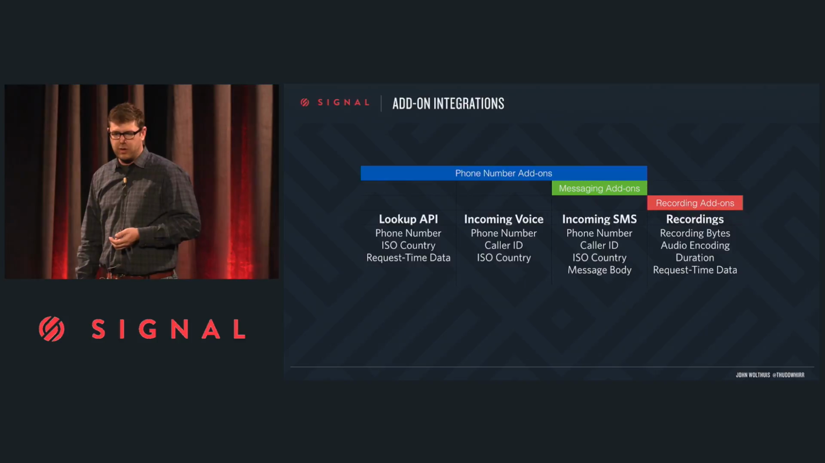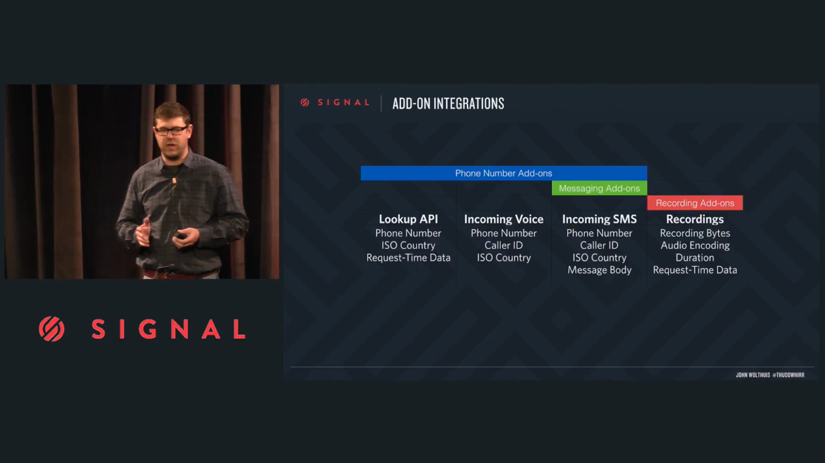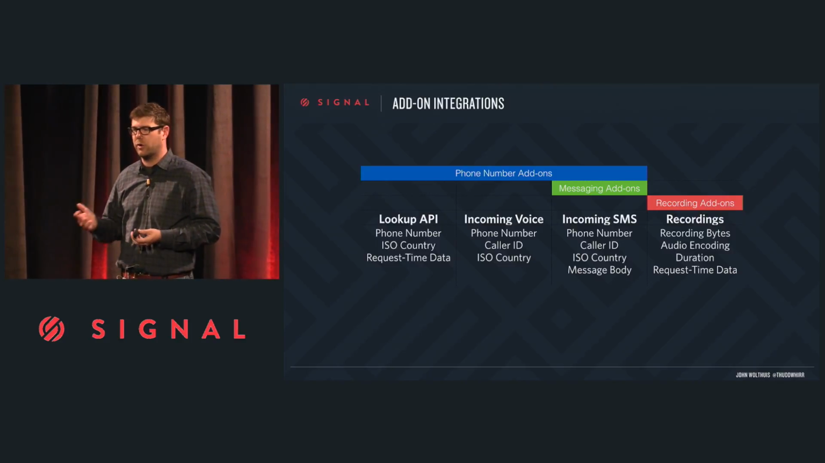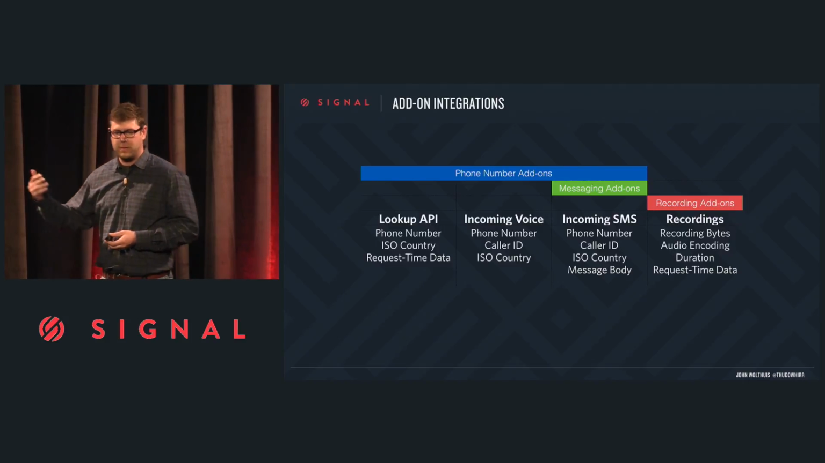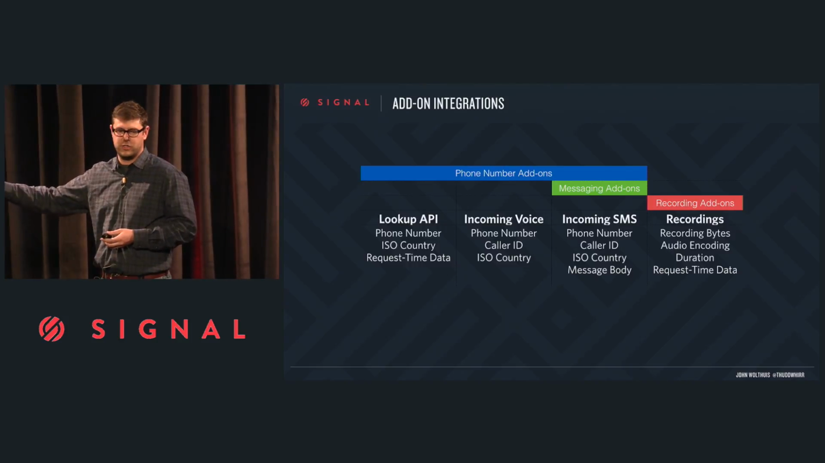So this is a little bit further description of the data that you're getting in these various cases, and how they map to the general concepts that Pat presented yesterday of a phone number add-on, a messaging add-on, or a recording add-on. Lookup API, like I said before, provides a phone number and the ISO country of the phone number. So if you want to say, I only want to accept US queries or Canadian queries or French queries, you can do filtering on that information. Incoming voice provides a little bit more information. Incoming SMS provides even further with the message body, and then recordings provides a different set of information.